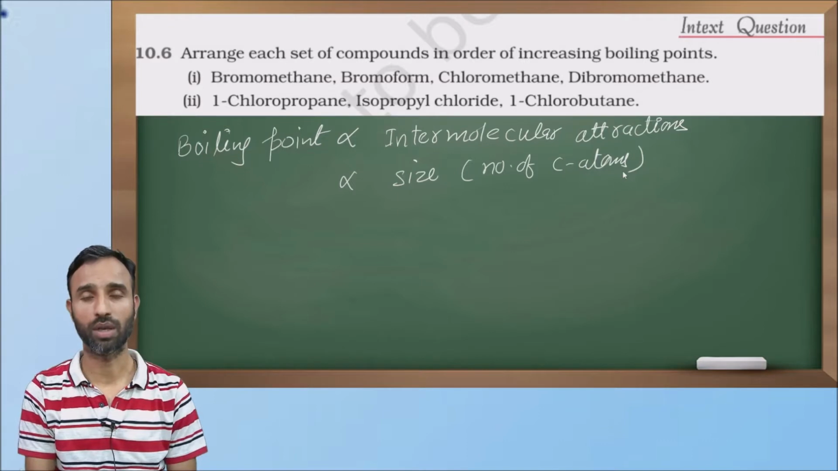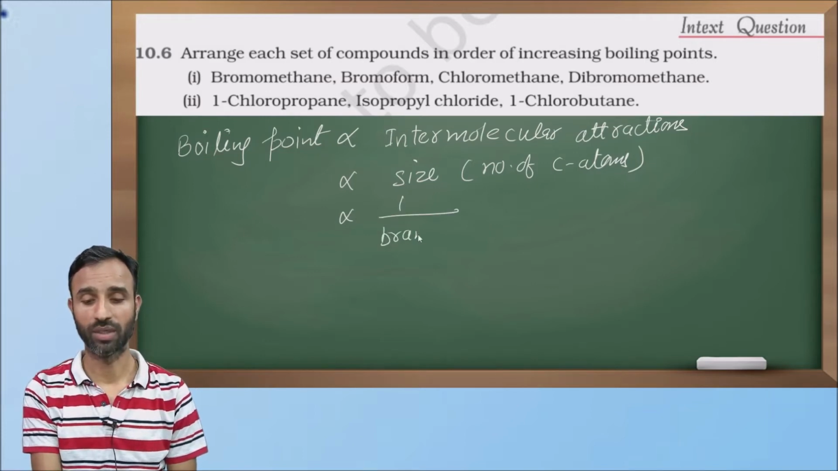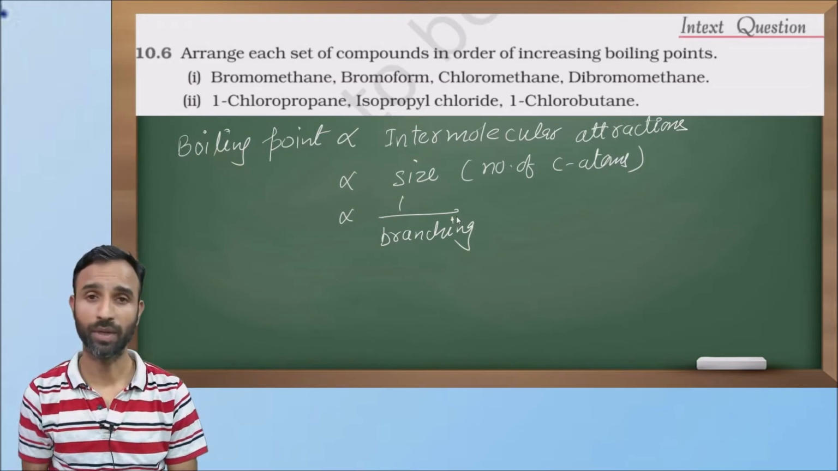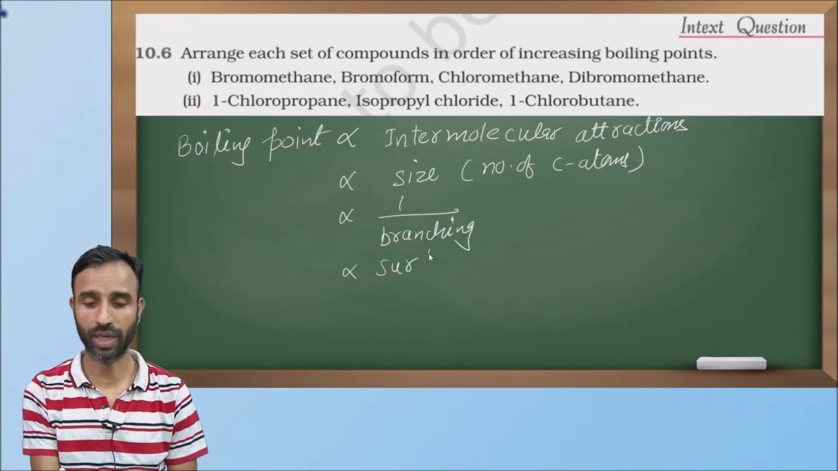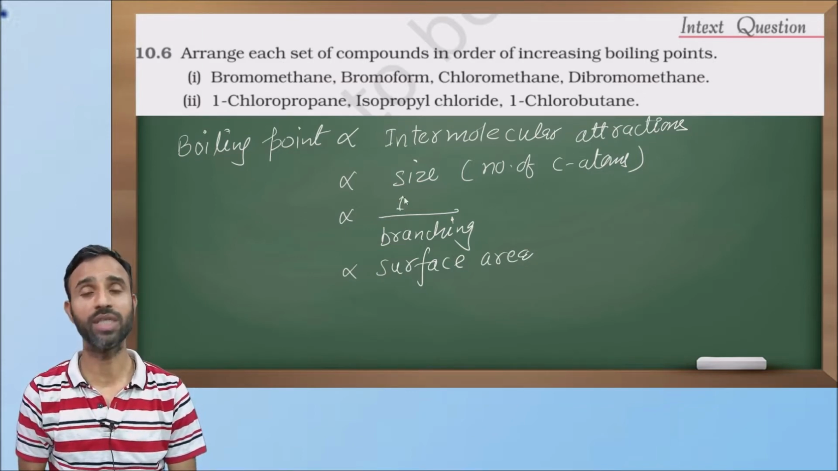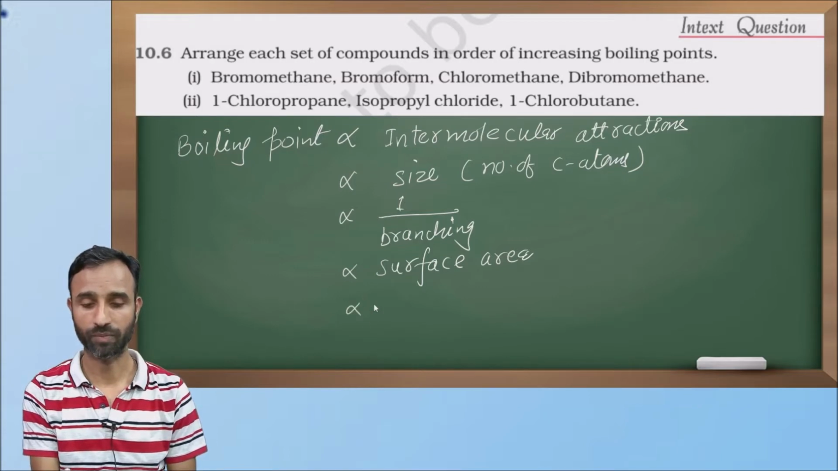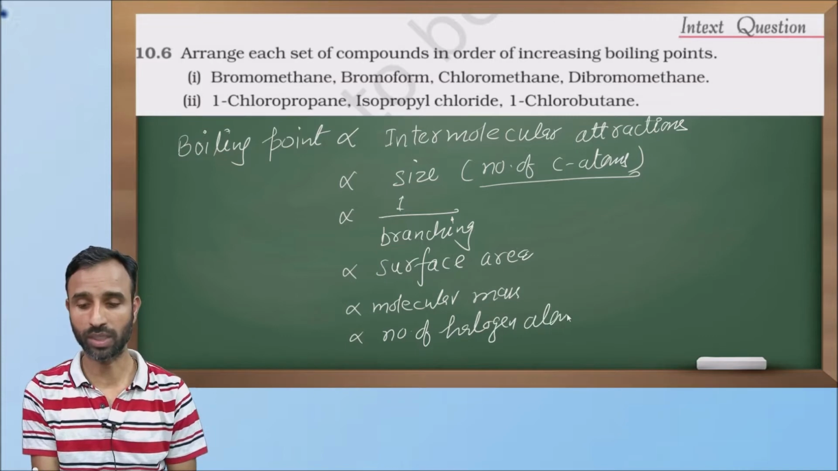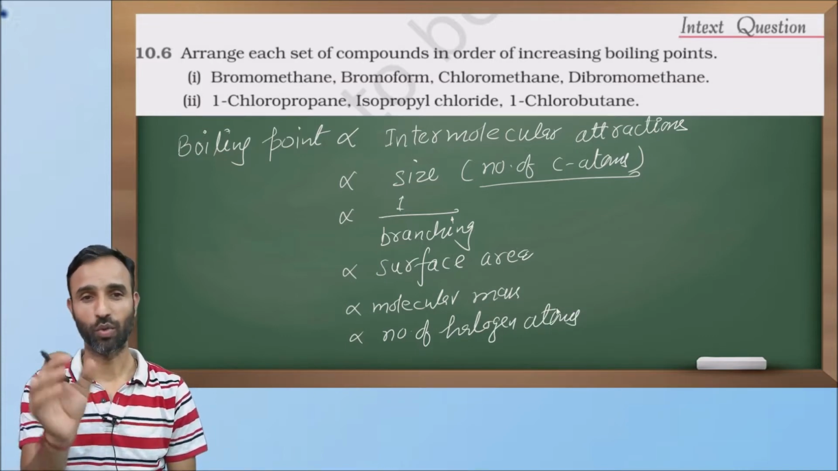More is the number of carbon atoms, larger is the size of the haloalkane. And it is also inversely proportional to branching. If the number of carbon atoms are same and there is a branching, then surface area decreases. Actually, boiling point, or intermolecular attractions, is proportional to surface area, meaning surface of contact. So as branching increases, surface area decreases. Now, it is also proportional to molar mass. That means if the number of carbon atoms increases, or if the number of halogen atoms increases, in both cases boiling point increases. So let us start with the first one.